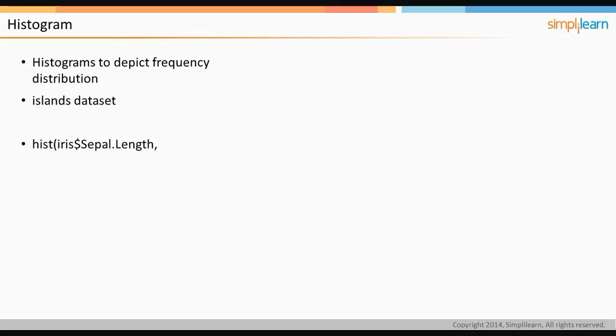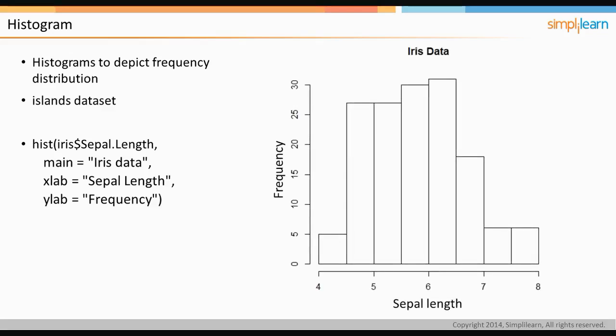In R, histograms can be created using the hist function. The first attribute gives the vector or data frame to plot, and the usual labeling attributes can be used to label the plot. It can be seen from the plot that the sepal length is mostly concentrated around 4.5 to 6.5. For numerical data such as sepal length, the data is put into buckets and the histograms are created. This slide concludes data visualization.